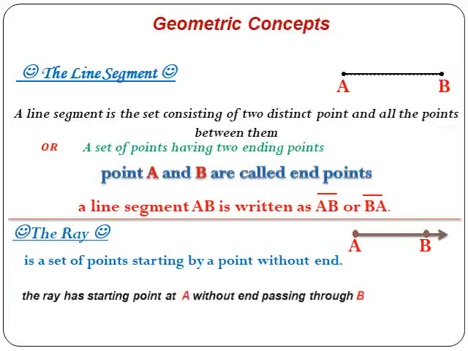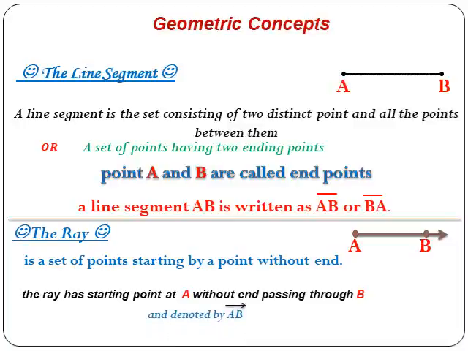The ray starts from A without end and passes through B. I can denote that by ray AB. So it must start with AB, starting from A. I draw the ray starting from A in the direction of B. I must draw the ray symbol above the AB, starting from A and going toward the other side.